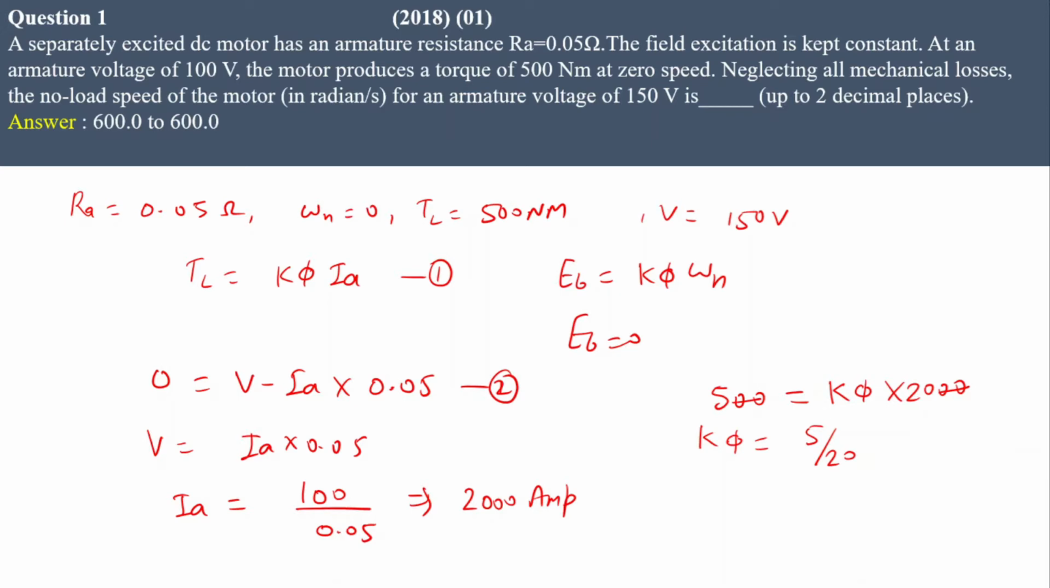Next, put in the equation EB equal to K phi omega N. So for EB, how much? 150 volt. You have to find out K phi omega N. Put the value of K phi, then you can find out omega N equal to how much? 600 radian per second. So this is the answer. It was asked in GATE 2018 for 1 mark.